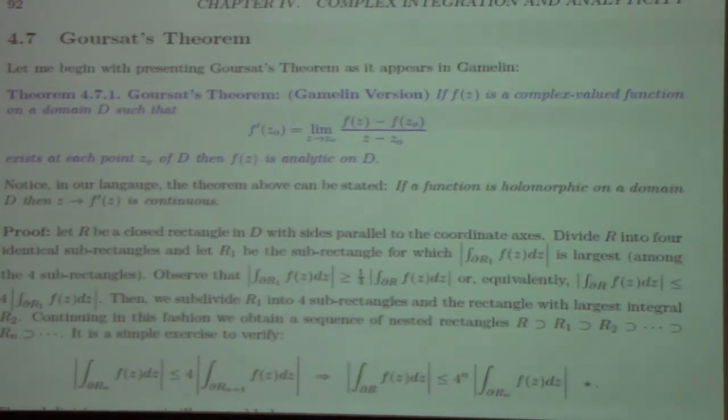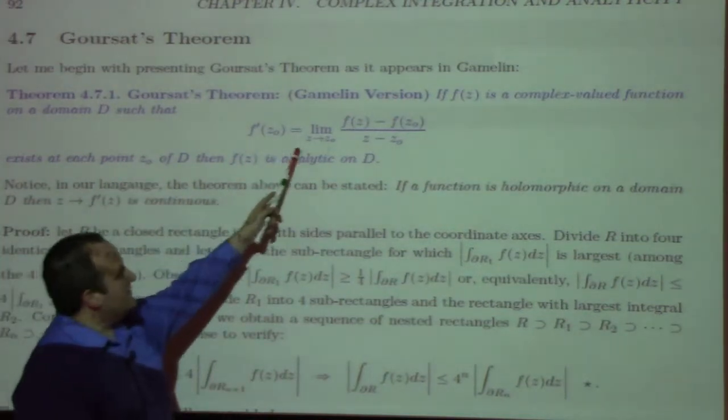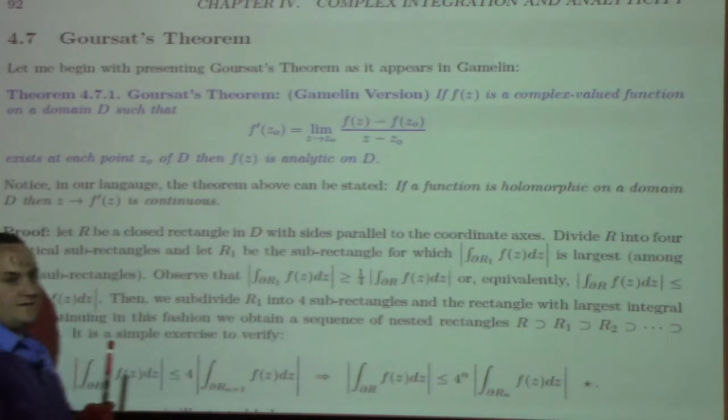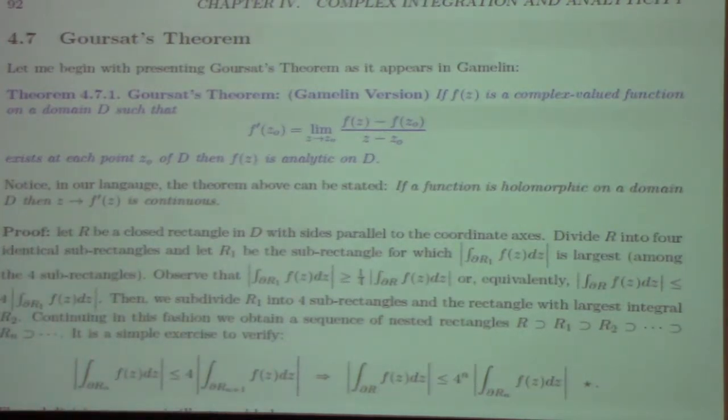Now, you notice that the assumption of Goursat's theorem is just pointwise differentiability, complex differentiability, right? So the question is, why is it that the assignment z naught goes to f prime of z naught, for each z naught in the domain, is automatically a continuous assignment? So the proof is kind of neat.